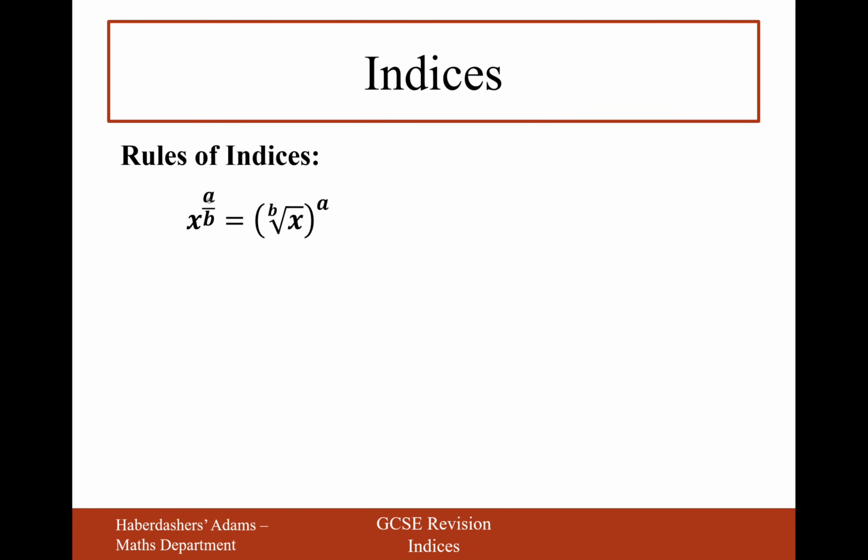So the first rule of indices: if you have a power as a fraction, how do you deal with a fractional power? Well, you do a two-step process. You take the denominator of that power and that would be the root of x first. So if b was 2, it'd be the square root of x, or if it was a 3, it'd be the cube root of x. If it was a 4 as the value for b, it'd be the fourth root of x. You find the value that when you multiply it by itself b times will equal x. And then with that answer, you do it to the power of a.